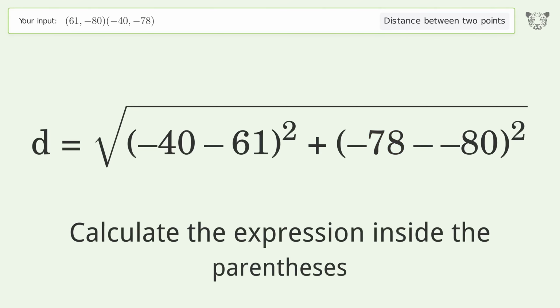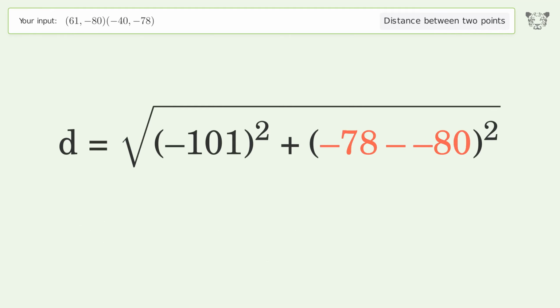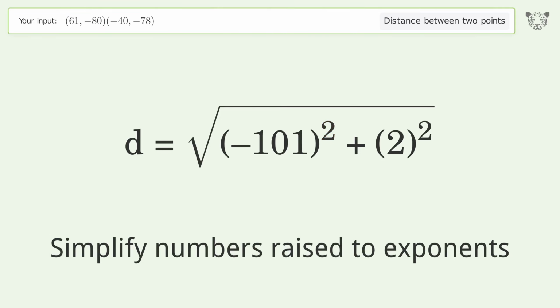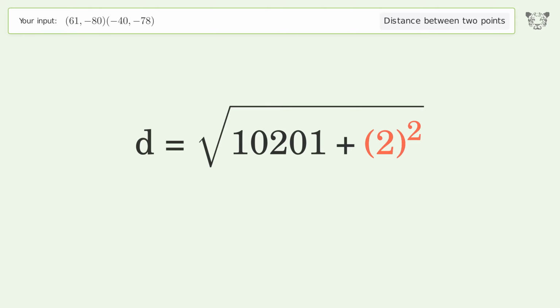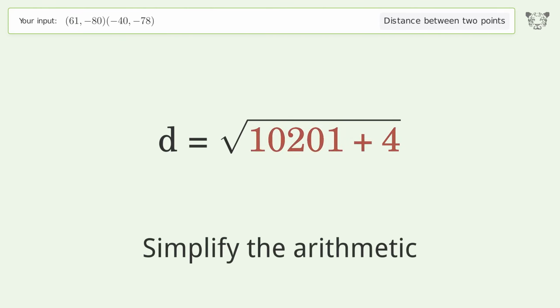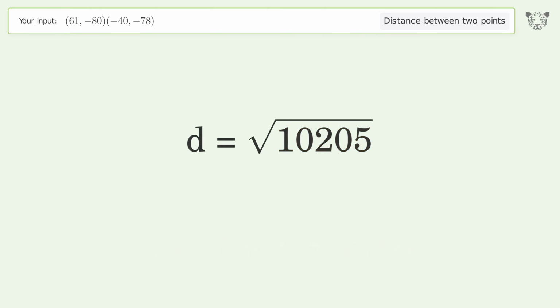Calculate the expression inside the parentheses. Simplify numbers raised to exponents. Simplify the arithmetic. And so the distance between the 2 points is the square root of 10,205 or 101.02.